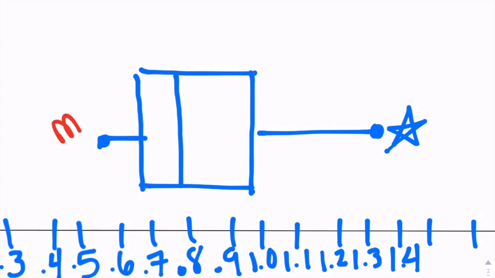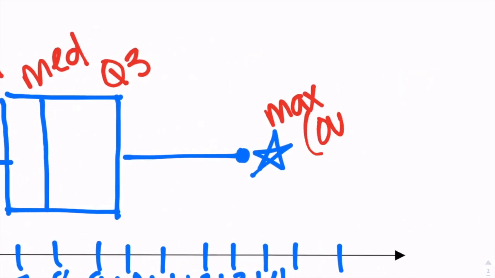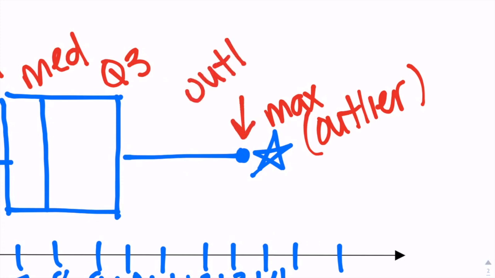And so if you want to label this, this was our minimum, this was quartile 1, our median, quartile 3, and then this was our maximum out here because it was an outlier. And this is our outlier boundary.